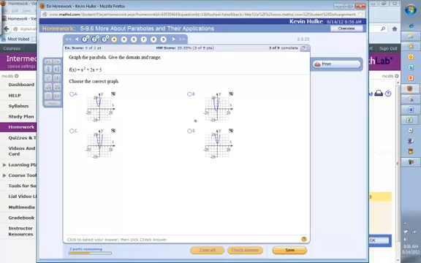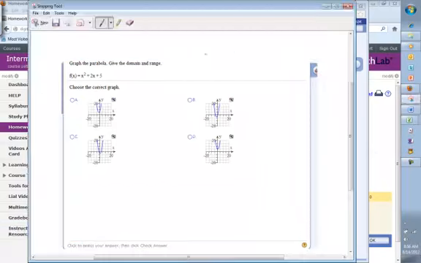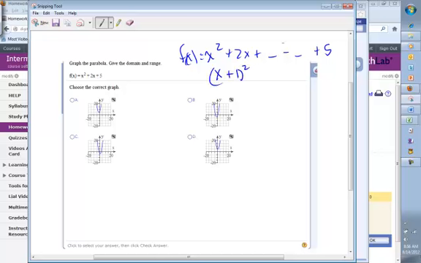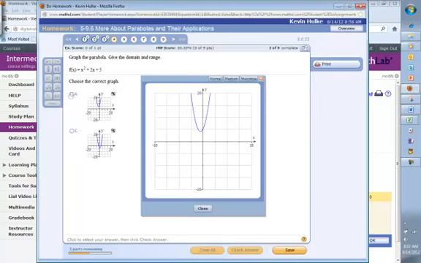Number 4. f of x equals x squared plus 2x plus blank minus blank plus 5. x plus 1 squared, so put 1 there and there. -1 plus 5 is 4. So our vertex is at -1 comma 4. Back 1, up 4. Let's check this one. Let's check out A and see what it is. -1, up 4. That's the one.